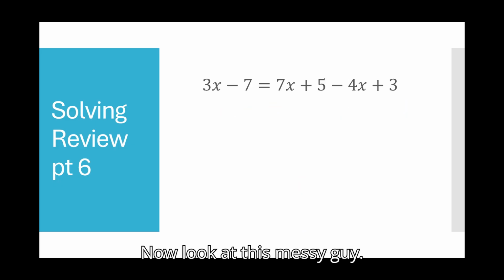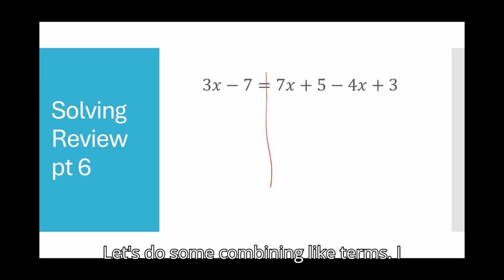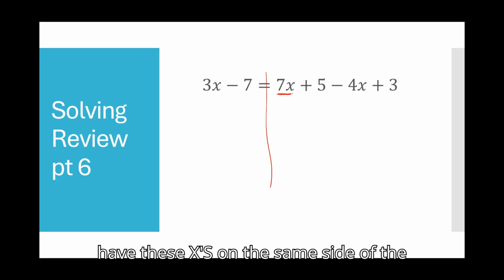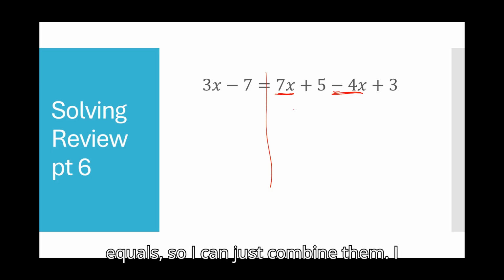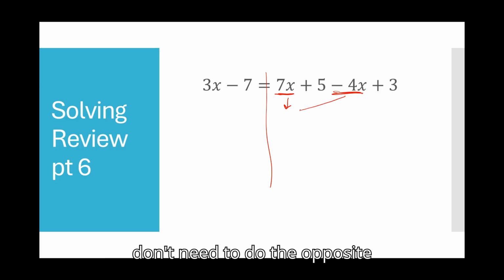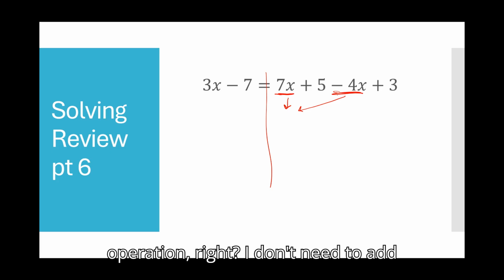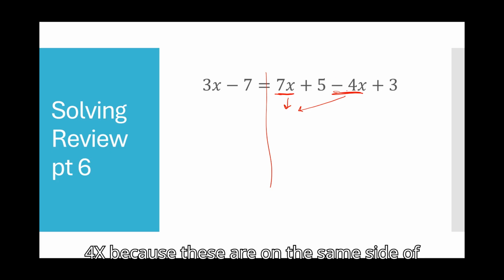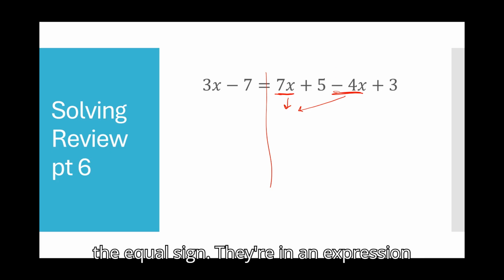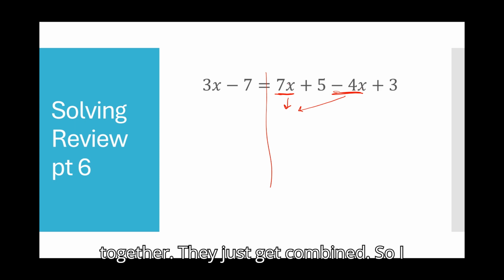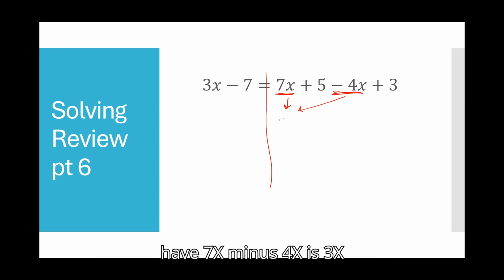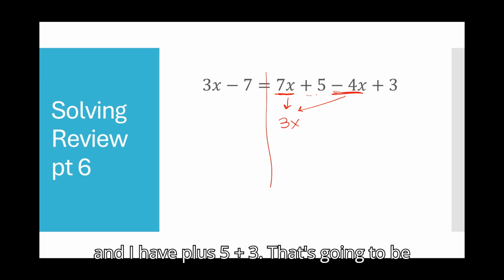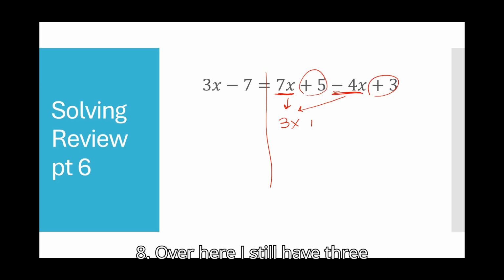Now, look at this messy guy. Let's do some combining like terms. I have these x's on the same side of the equals, so I can just combine them. I don't need to do the opposite operation, right? I don't need to add 4x because these are on the same side of the equal sign. They're in an expression together. They just get combined. So I have 7x minus 4x is 3x. And I have plus 5 plus 3, that's going to be 8.